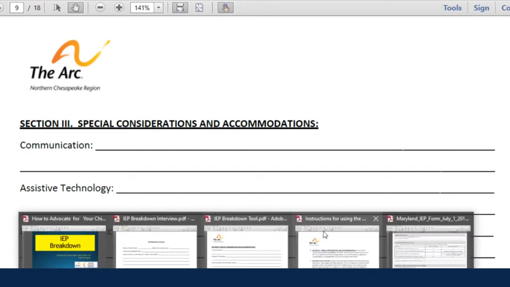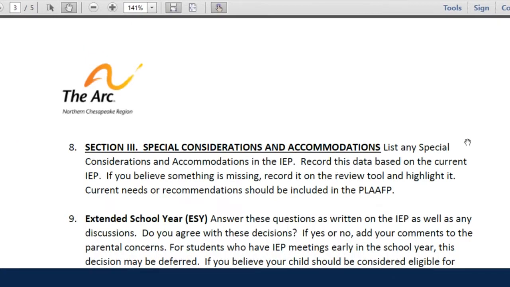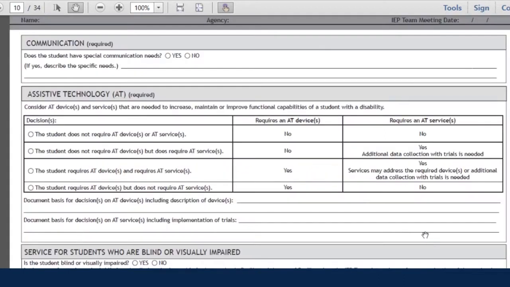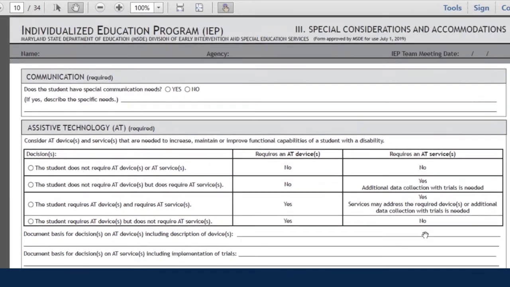We need our instructions for using the IEP Breakdown tool, which will be on page 3 for special considerations and accommodations, so those two will match. And you will need your child's current IEP, and you will need to be on the page that begins with special considerations and accommodations. That page will be different for every student because it depends on how much is in their IEP. So the page numbers will change. Don't consider the page numbers, just focus on looking for your first page of special considerations and accommodations.